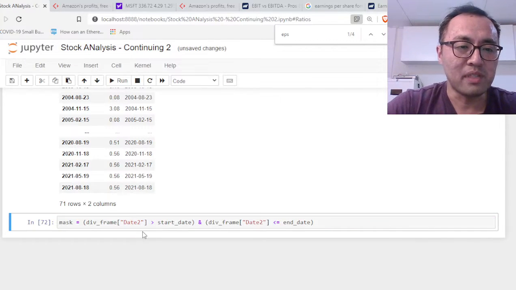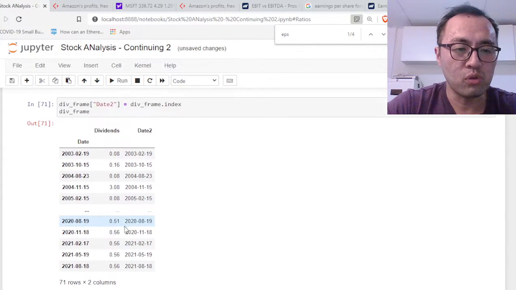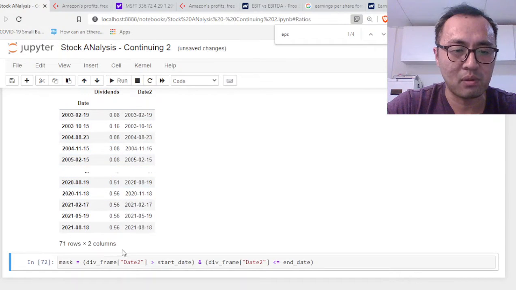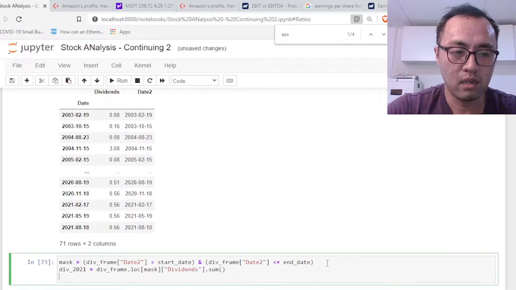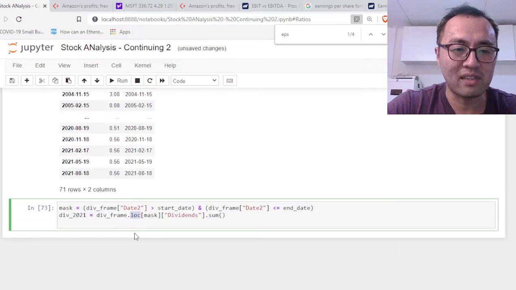Okay, this means go to this data frame that we created, look at the column date2, and if it's greater than the start date and less than the end date, that's the filter that I want. This is called a mask, and the way you get the dividends from those two dates is by taking that and then applying that loc.